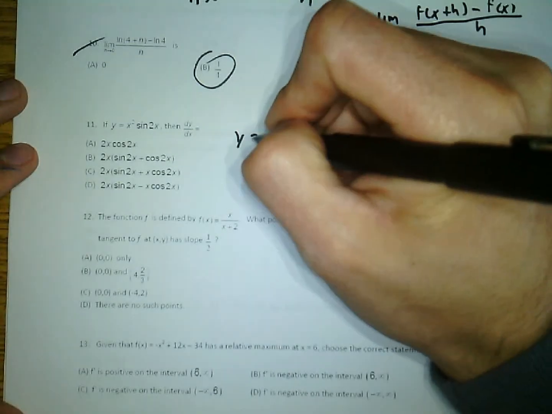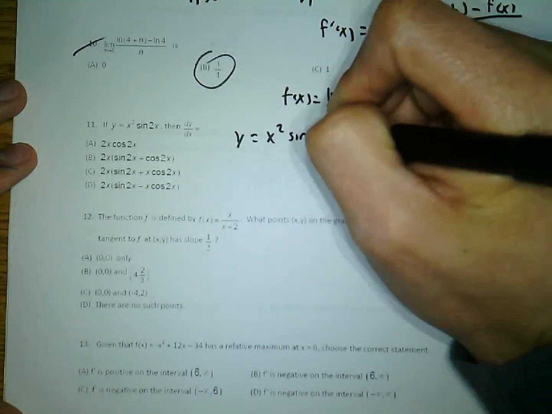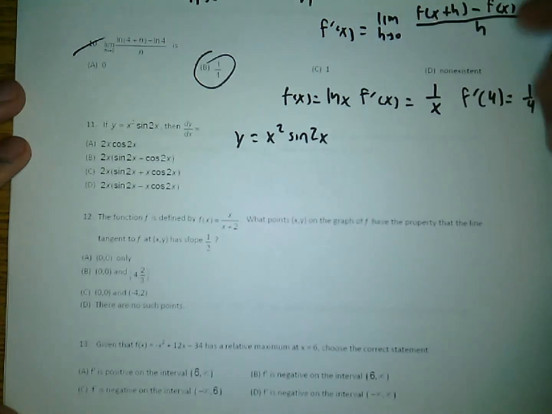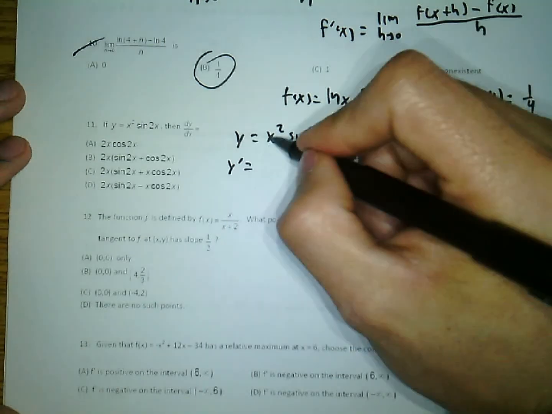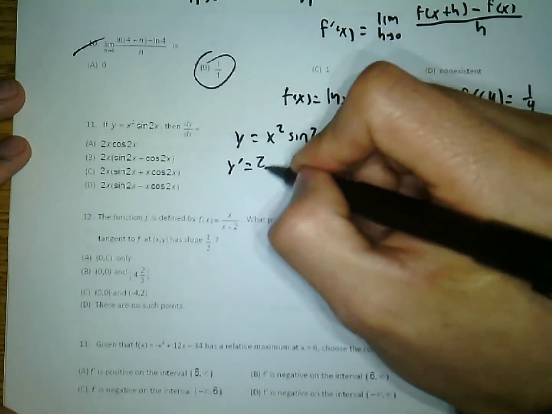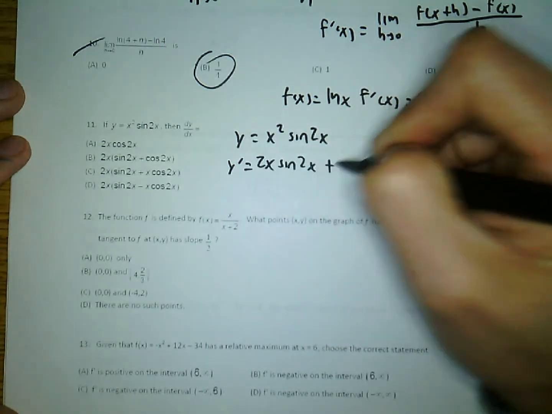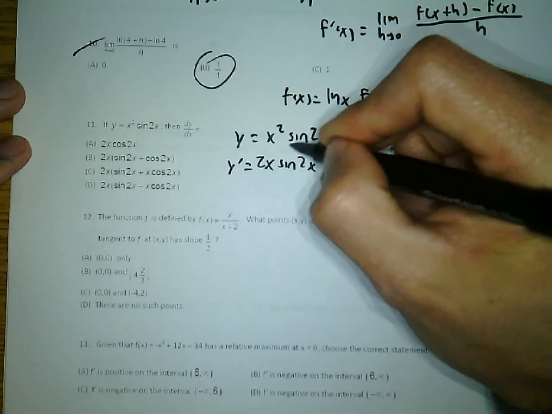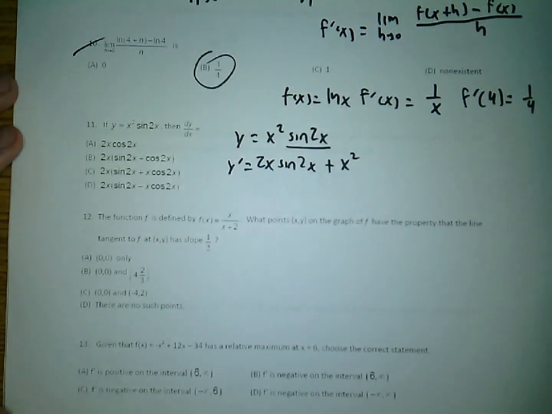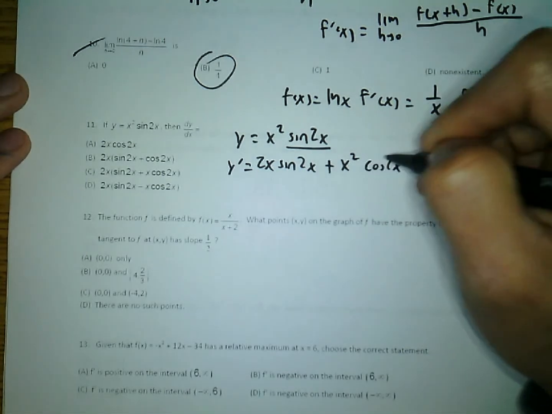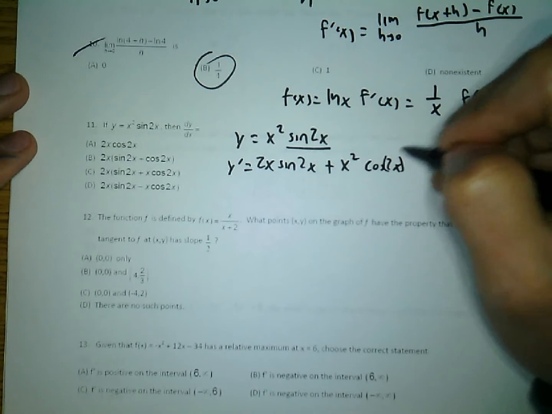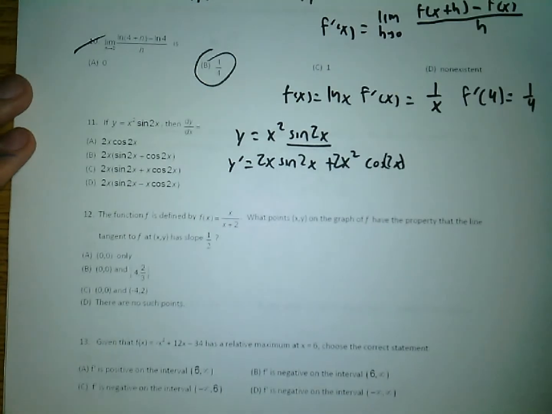We have y is equal to x squared sine 2x. They want to know what the derivative is. Okay, so y prime, we've got a product rule. So I'm going to do the derivative of the first, which is 2x sine 2x, and then I'm going to add. I'm going to leave the x squared alone. I need to multiply by the derivative of sine 2x, which is a chain rule. The derivative of sine 2x would be cosine 2x multiplied by the derivative of the inside, which would be a 2, so I'm going to put it up front.